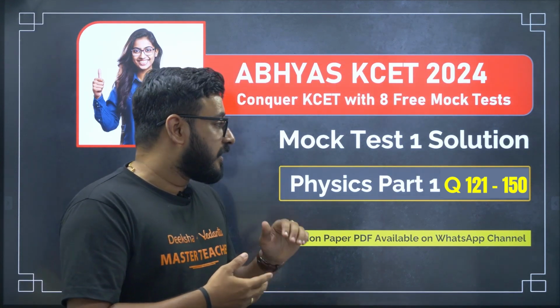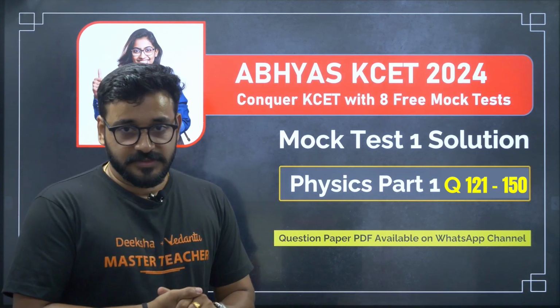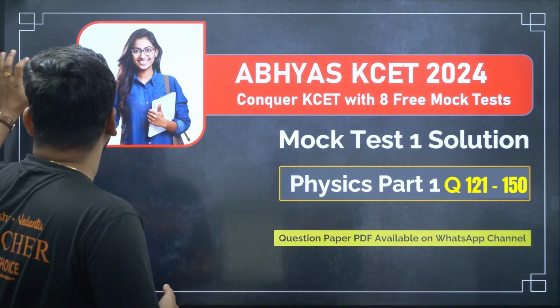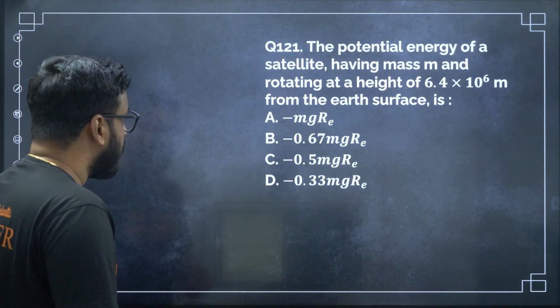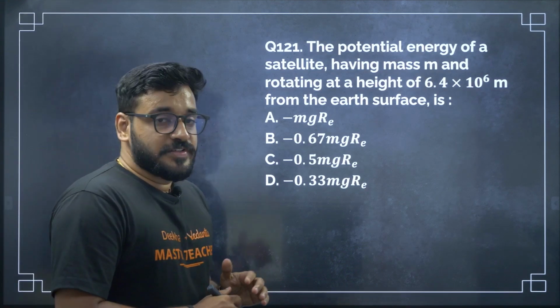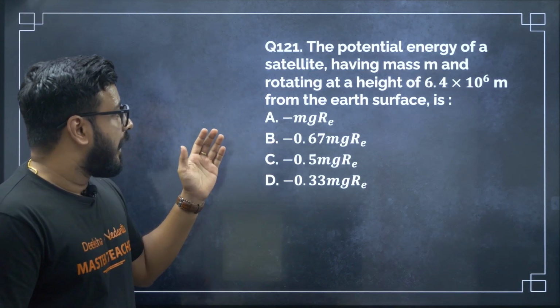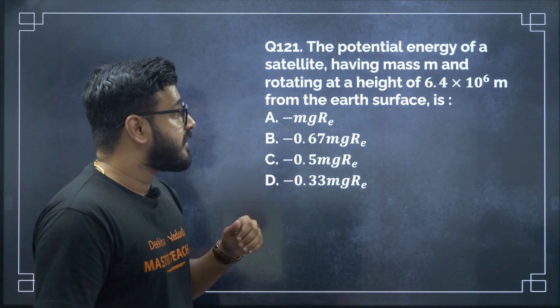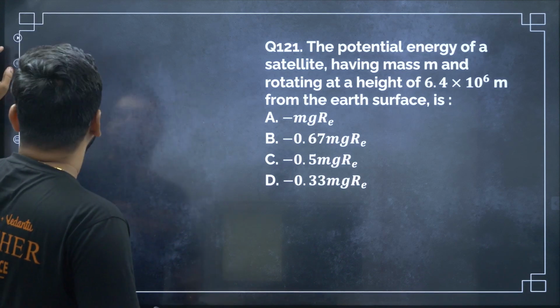All right, fine. Let us move ahead to the question paper discussion very quickly. Let's see our first question. The first question is: the potential energy of a satellite having mass m and rotating at a height of 6.4 into 10 to the power 6 meters.